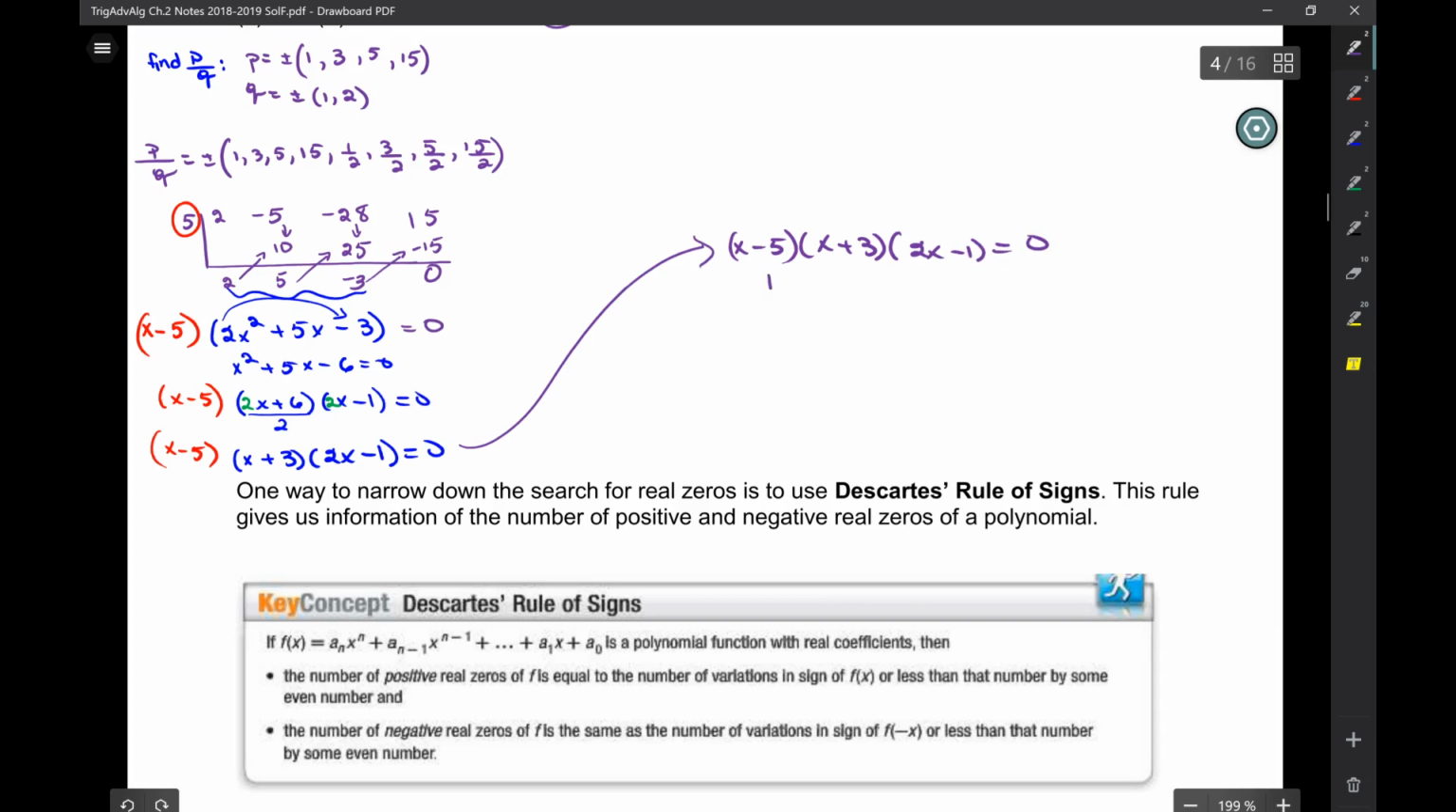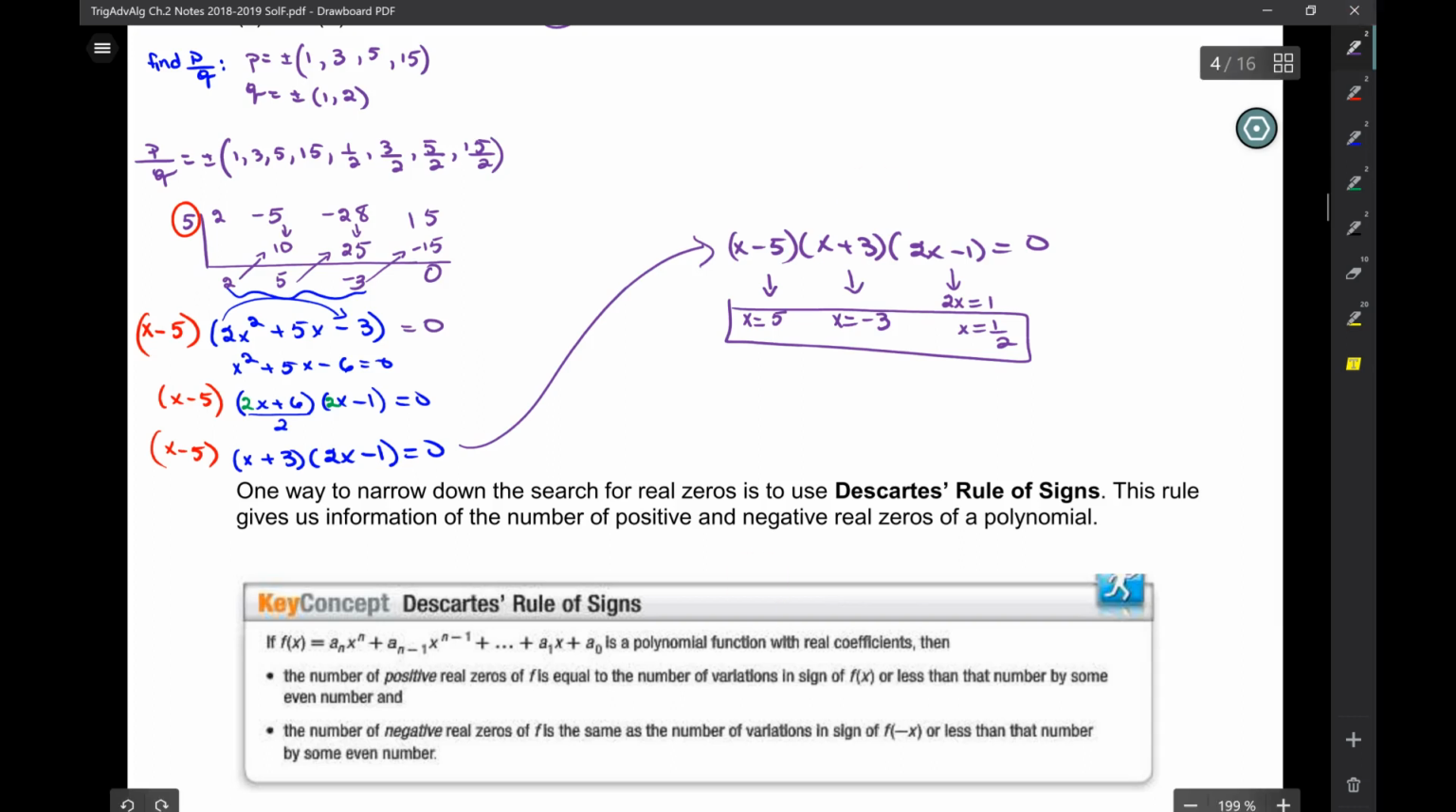Now, from here, what do I get? x equals 5. x equals negative 3. And here? Right, 2x equals 1. x equals 1/2. So these are the 3 zeros, and you're done. Do you see how if you do it quicker, it's actually not that bad? Like in the beginning, we just spent too much time, right?